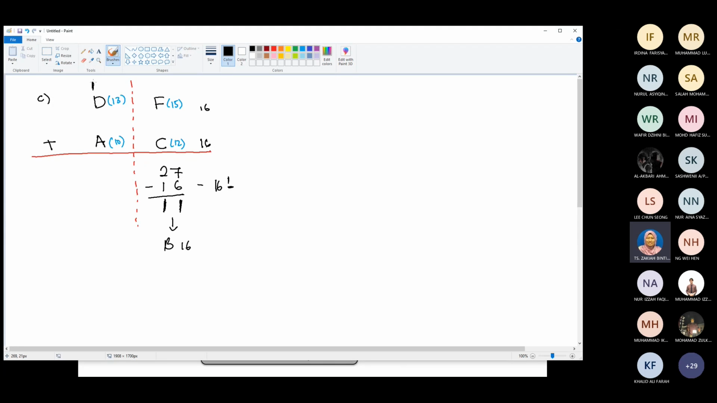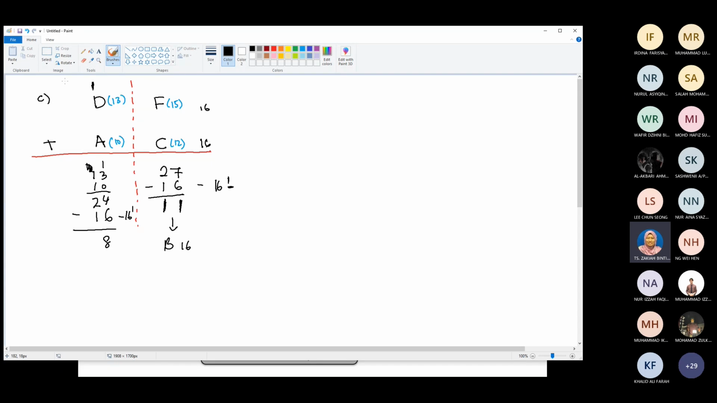You will carry forward 1. So 1 plus D plus A. So 1 plus 13 plus 10 is basically 24. Okay, so now we get 24. So 24 is bigger than 16, right? So you minus 16. So you will get 8 here. So this is 16 power of 1.